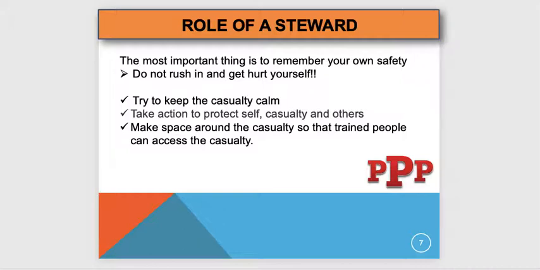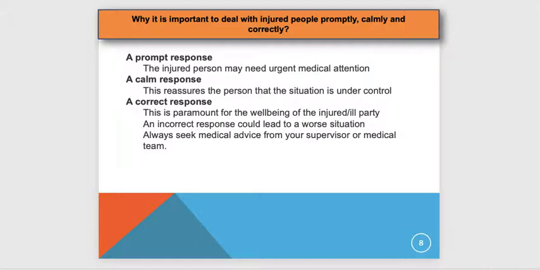This is where you're going to need other people. This is the importance of it, all right? So it goes back to do not rush in and get yourself hurt. So, why is it important to deal with them promptly, calmly, and correctly? The prompt response: the injured person may need urgent medical assistance. Look at the major issues rather than the minor. Okay. A calm response: this reassures the person that the situation is under control.